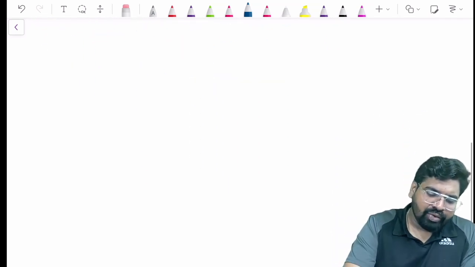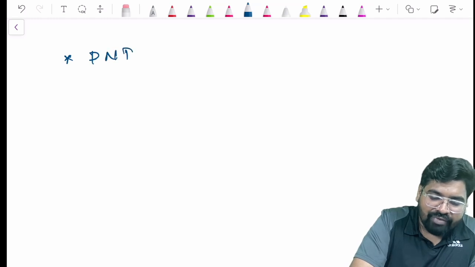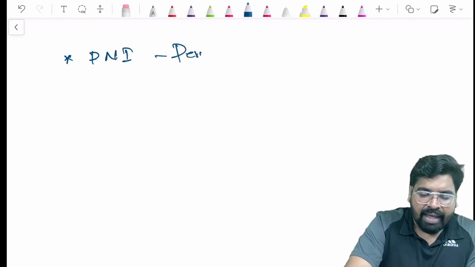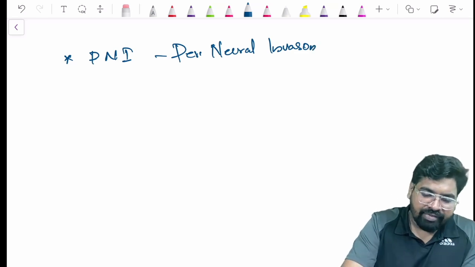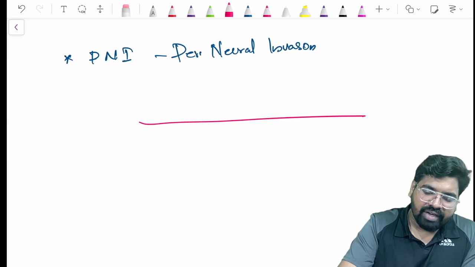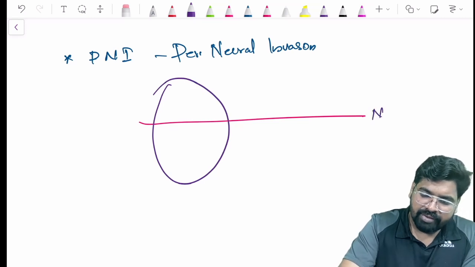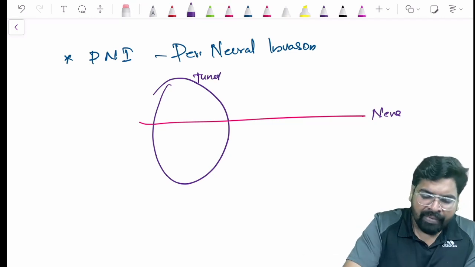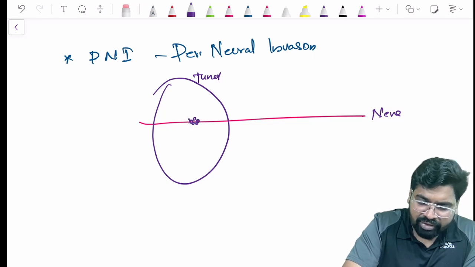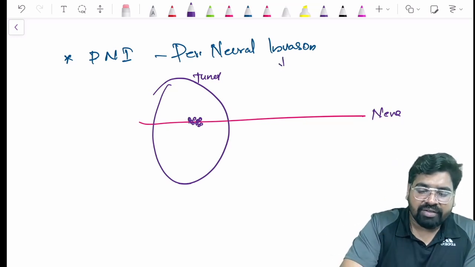Now what else can you see in adenoid cystic carcinoma? There is an interesting feature called perineural invasion, PNI. Perineural invasion means a nerve is going through that region, and I have a tumor here. So this is my tumor and this is the nerve. When the nerve goes through the tumor, the tumor cells will attack the nerve and invade it. That is called perineural invasion. The tumor cells invade the nerve.